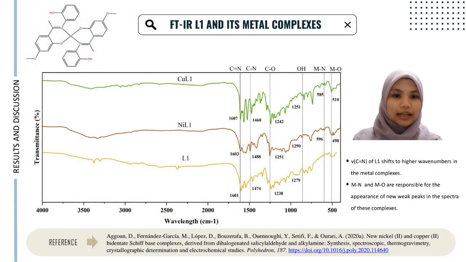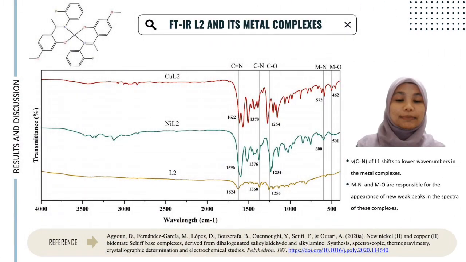This is the FTIR spectrum. So overall, the figure shows the functional group of azomethine of L1, which shifts to the higher wavenumber in the metal complexes, plus metal-to-nitrogen and metal-to-oxygen are responsible for the appearance of new weak peaks in the spectra of these complexes. Similar case for L2, but the azomethine is shifted to the lower wavenumber compared to L1, which shifts to the higher wavenumber.